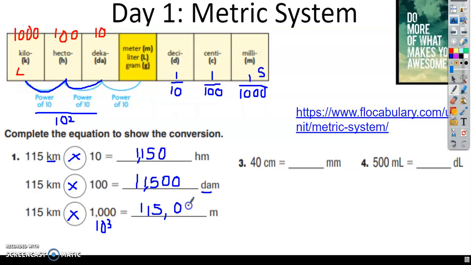I think the more problems you do for the metric system, the easier it gets. I don't have many problems for your independent practice today because I just wanted to give you a little intro to it, and we'll come back to it.